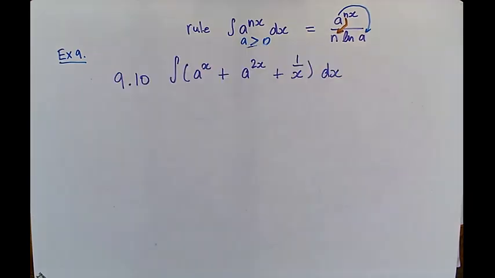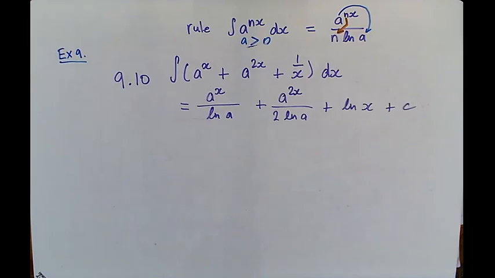Right, moving to 9.10. Remember now we are using the previous exponent laws. So here we have a to the x over ln a. All we do is take that base and it becomes ln a, and it's a to the x in the numerator. Then we have the one with the number in front of x, so we copy all of it down, 2 ln a. And then 1 over x will be ln x plus c.